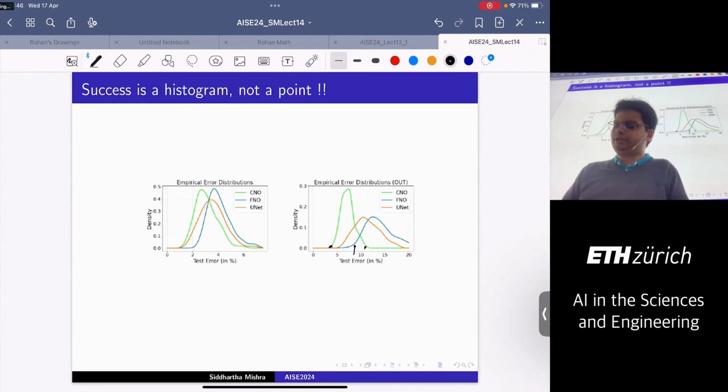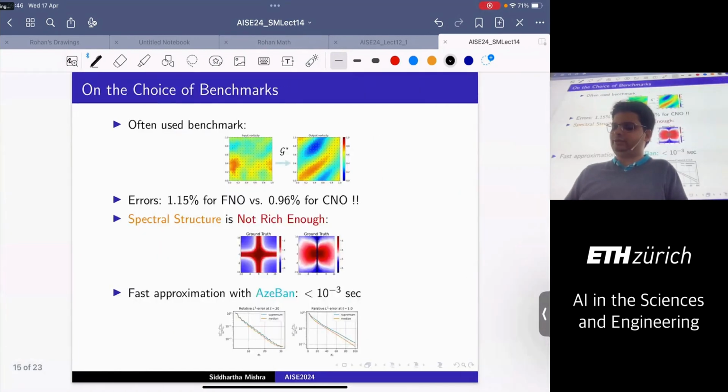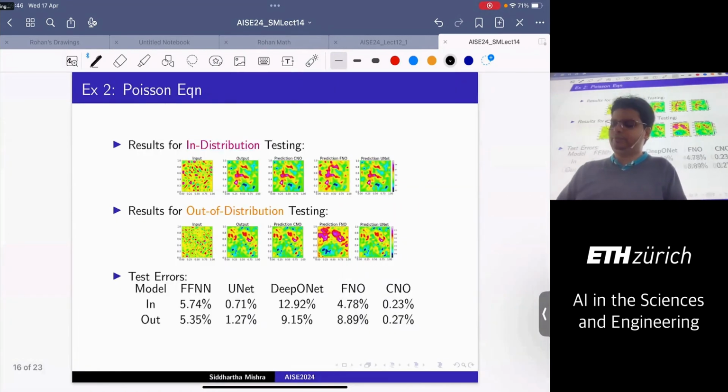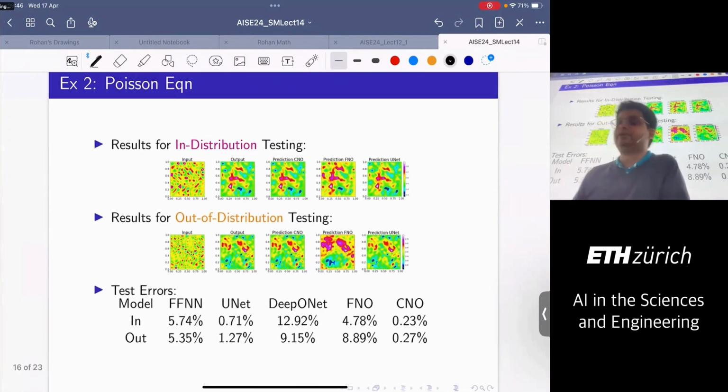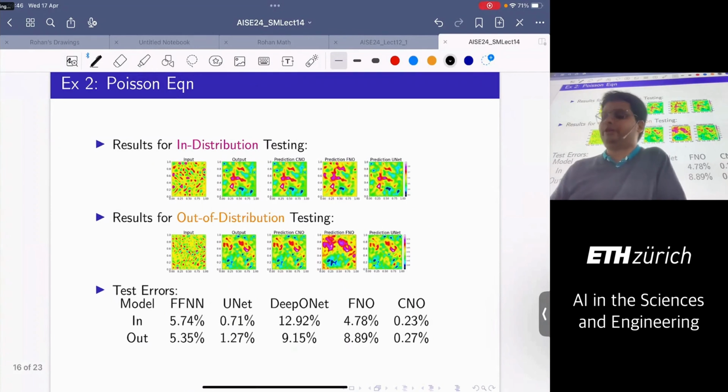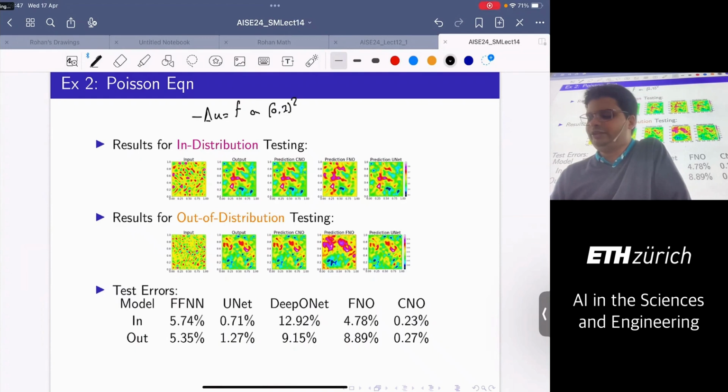Okay, let me go through some other examples. So here is another example, which is a very simple one, but turns out to be difficult for machine learning. This is the Poisson equation. So your minus Laplacian of u equal to f on some domain, [0,1] squared, and u on the boundaries is, I think, 0, if I remember correctly. And then the operator just takes the forcing and churns out the u.